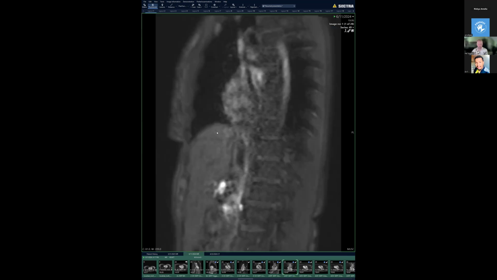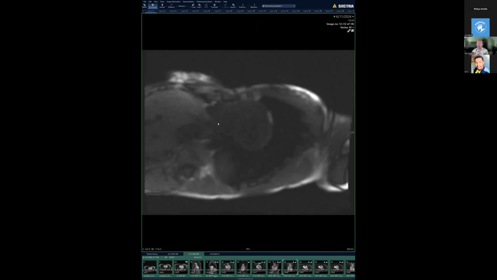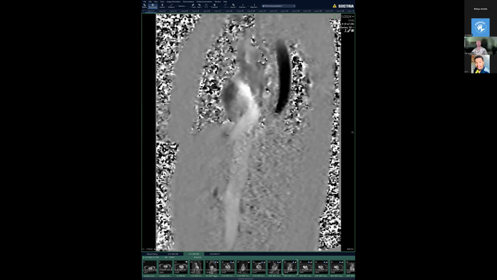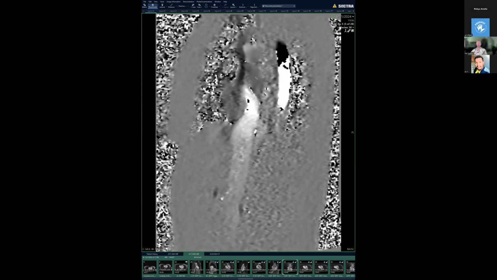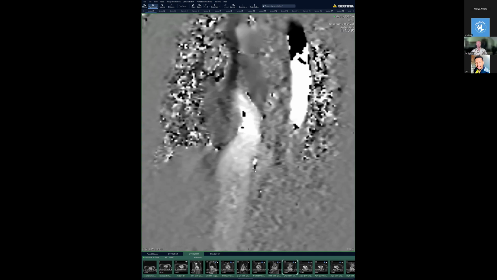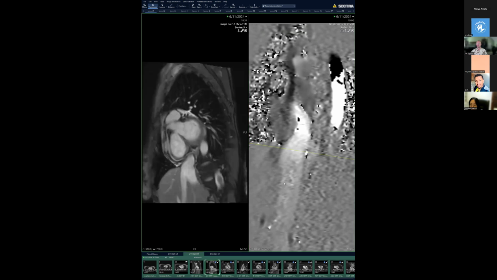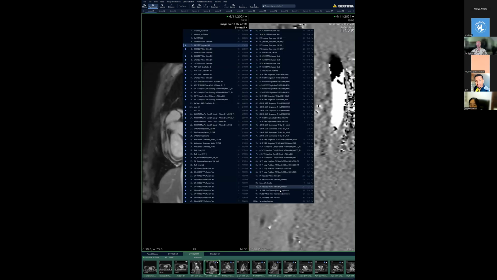Yes, okay, so here we go. This is our phase contrast velocity mapping. So we're doing now in-plane phase contrast velocity mapping. I just want to pull up the anatomic image next to it so you guys can all see what we're trying to do here.